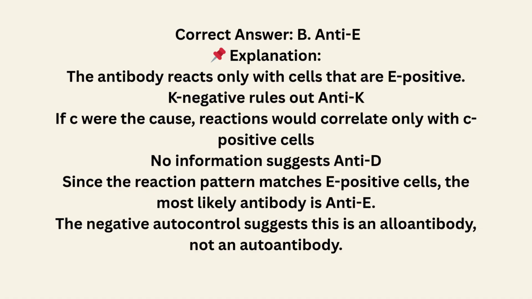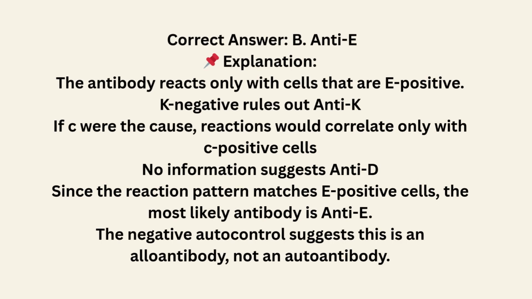Correct answer. B. Anti-E. Explanation. The antibody reacts only with cells that are E positive. K negative rules out anti-K. If C were the cause, reactions would correlate only with C positive cells. No information suggests anti-D. Since the reaction pattern matches E positive cells, the most likely antibody is anti-E. The negative autocontrol suggests this is an alloantibody, not an autoantibody.